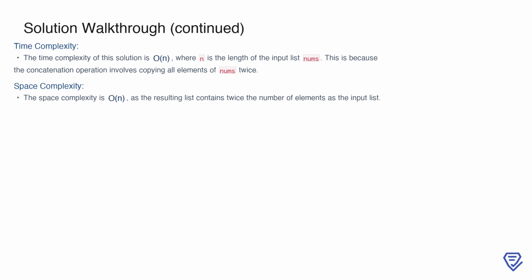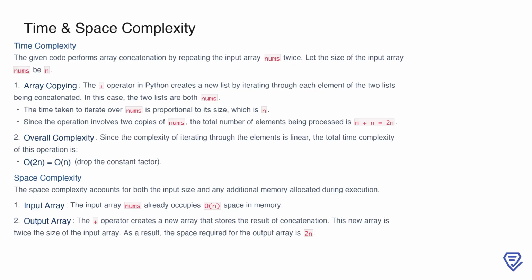Overall, this approach is efficient for creating a concatenated version of the array and works well for a wide range of input sizes. Here, we analyze the time and space complexity of the given solution. Starting with time complexity, the code concatenates the array nums with itself using the plus operator. This operation requires iterating through each element of both arrays being combined.